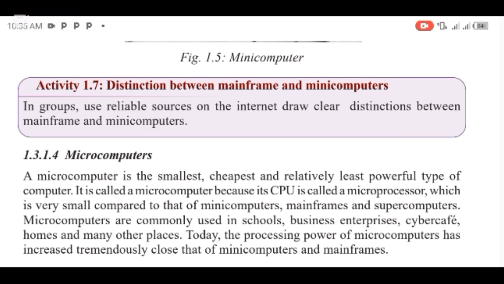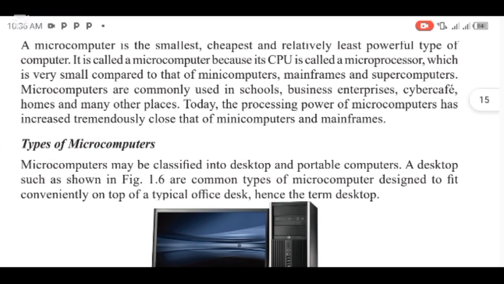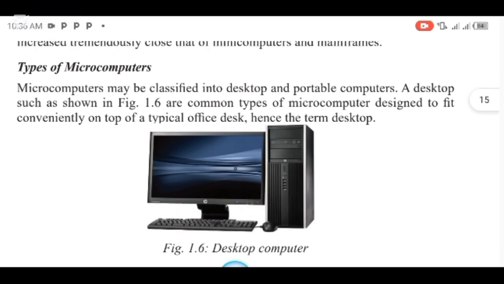This is the note. You can pause and take a note of it. Let us look. Microcomputers have types. The types of microcomputers may be classified into desktop and portable computers. Desktops are those computers which work while fitting on a desk. You have to put it on a desk and use it there. This is the desktop.